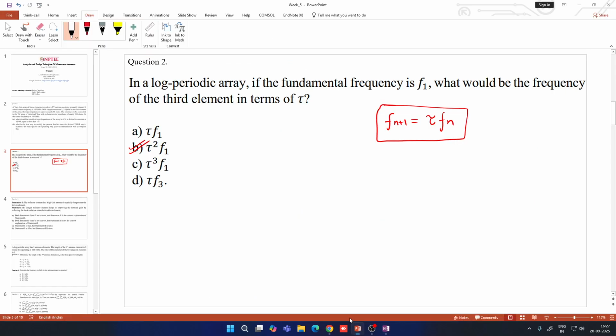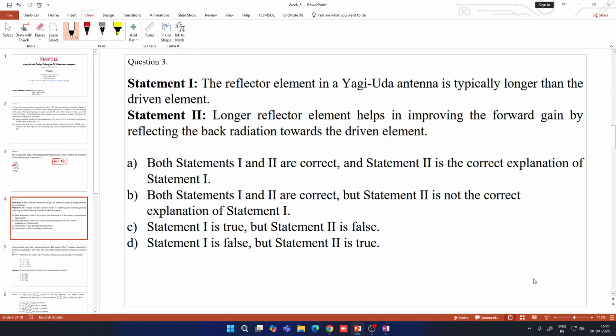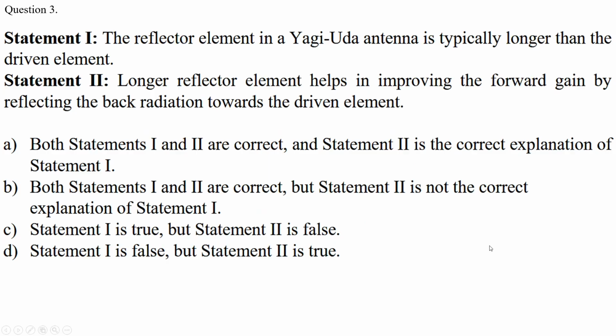If question 2 is clear, we will move on to question number 3. In question number 3, two statements are given. Statement 1 is the reflector element in a Yagi-Uda antenna is typically longer than the driven element, and statement 2 is longer reflector element helps in improving the forward gain by reflecting the back radiations towards the driven element. If you read carefully, both the statements are true.